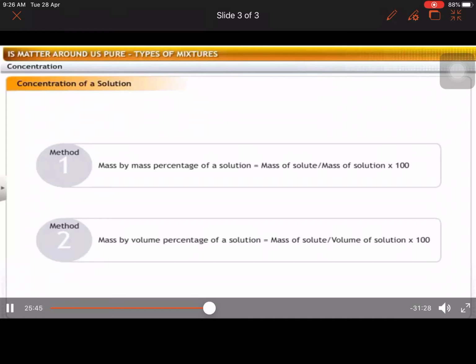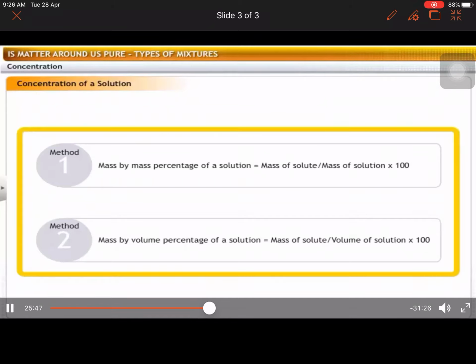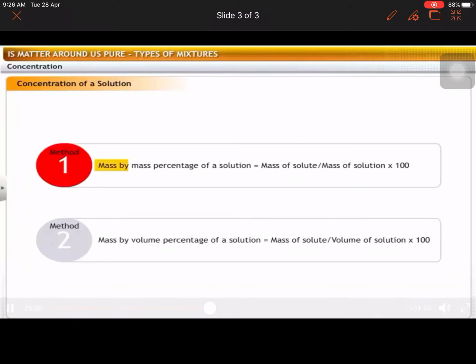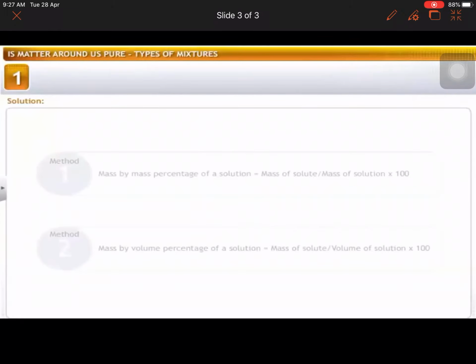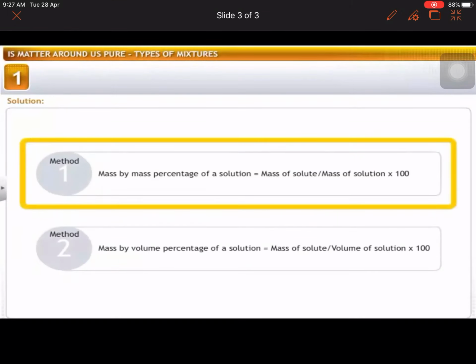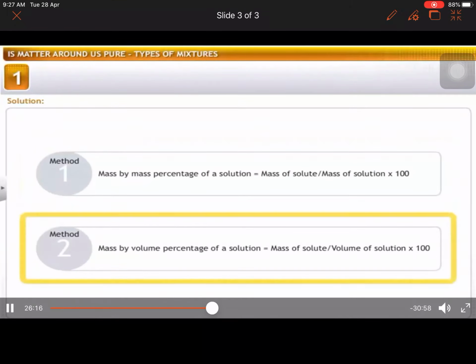The concentration of a solution can be expressed using two methods. Mass by mass percentage of a solution is equal to mass of solute divided by mass of solution multiplied by 100. Mass by volume percentage of a solution is equal to mass of solute divided by volume of solution multiplied by 100. Now that you know what mass by mass percentage and mass by volume percentage are.